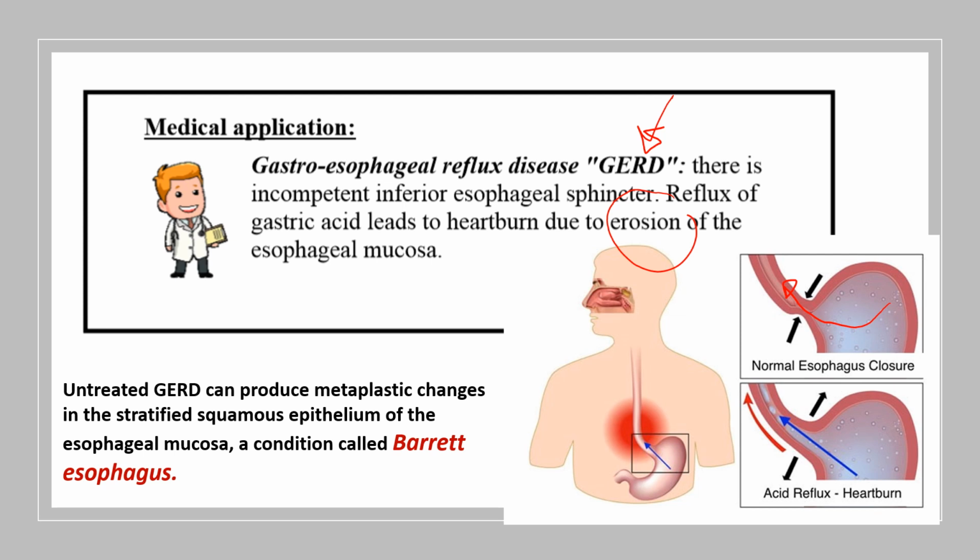So what is the medical application? It is GERD, which is gastroesophageal reflux due to incompetence of the lower esophageal sphincter. If this case is recurrent very frequently and doesn't undergo treatment, it will cause the epithelium of the esophagus to change into another type of epithelium. This is metaplasia, changing of one mature type of epithelium to another. And this case is called Barrett esophagus, which is a precancerous lesion.